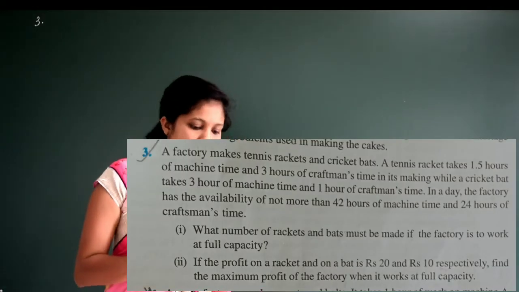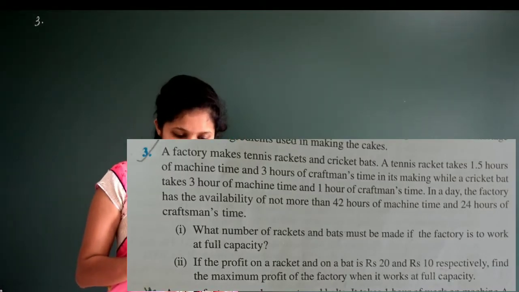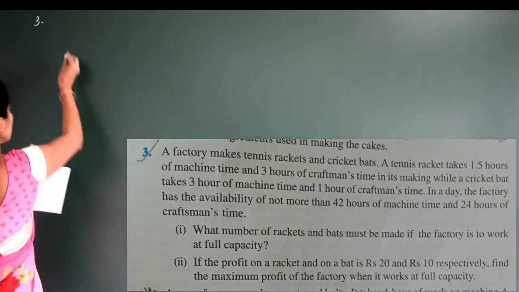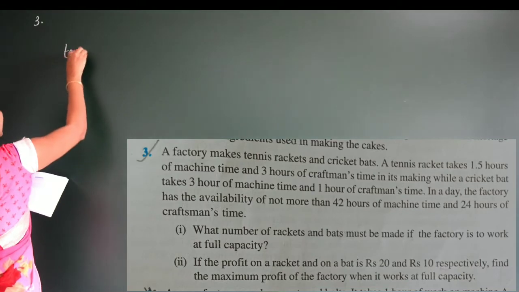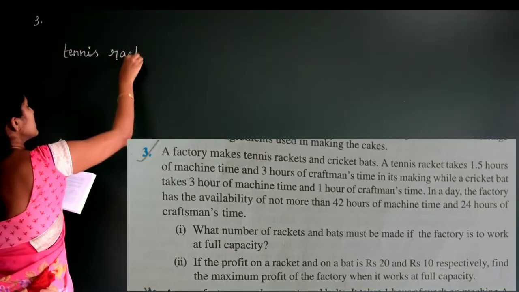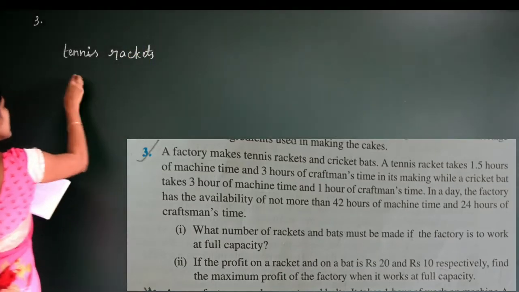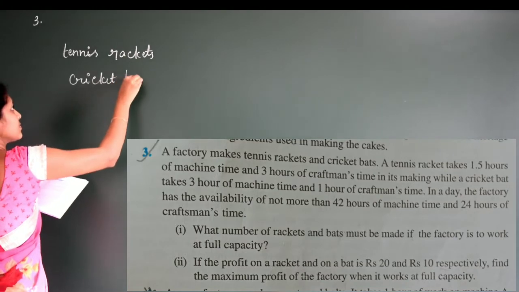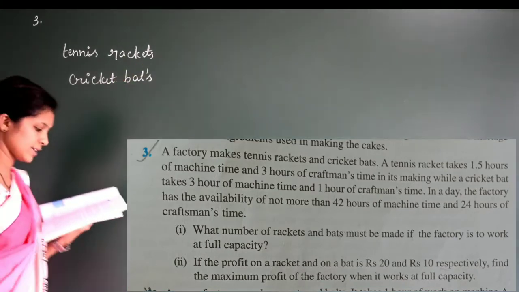Now we'll see the next question. See, the question is given. A factory makes tennis rackets and cricket bats. There are two things here. One, the first one, is tennis rackets, and another one is cricket bats. So two types are given.